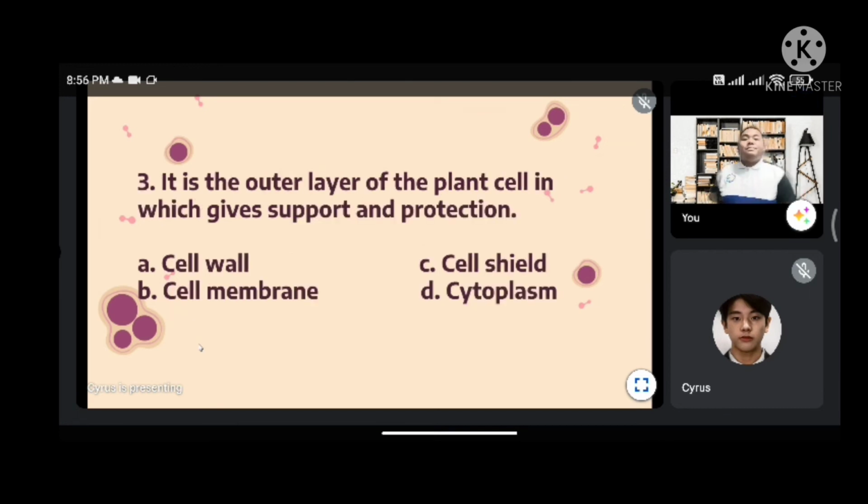Number 3. It is the outer layer of the plant cell which gives support and protection. A. Cell wall. B. Cell membrane. C. Cell shield. Or D. Cytoplasm.